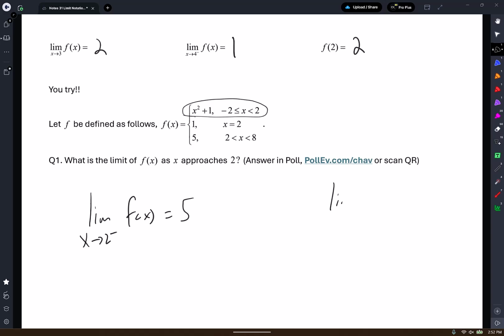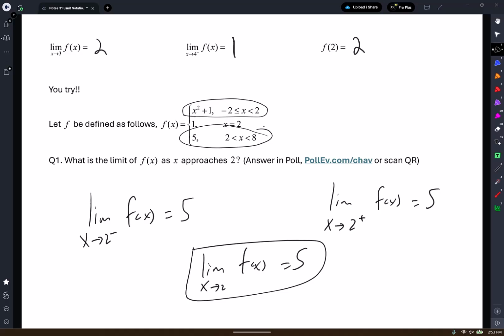And I'm going to go limit. And now I've got to check what happens if I approach 2 from the right. So now I'm going to look at this one because that one has x values to the right of 2. So if I approach this function from the right-hand side of 2, I'm also going to get 5. So the limit as x approaches 2 of this function is just 5.